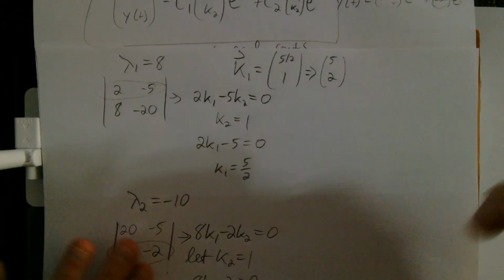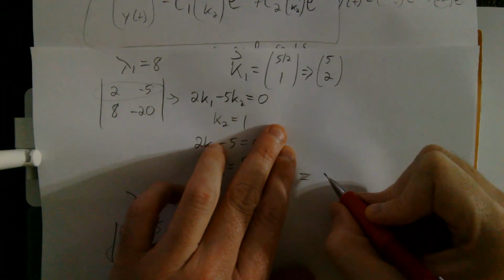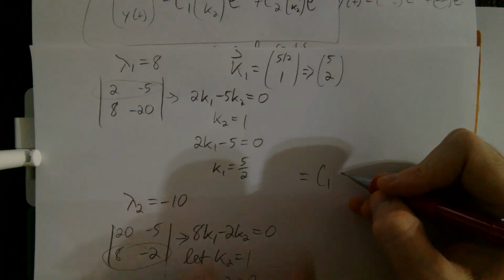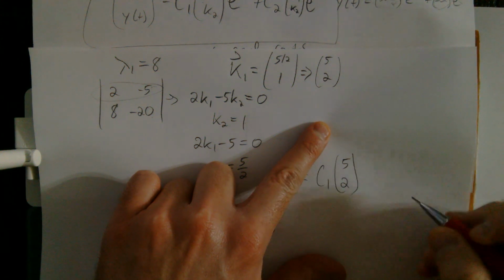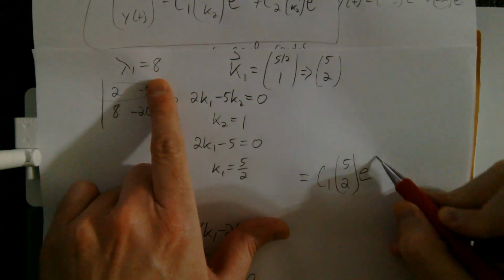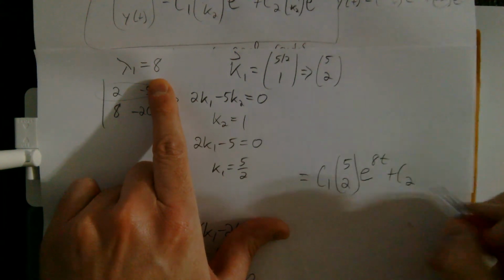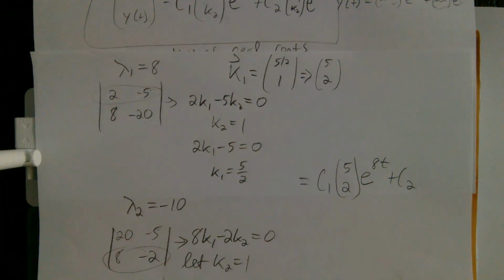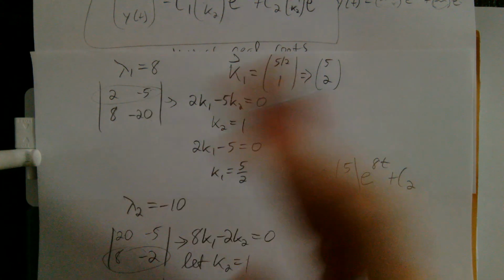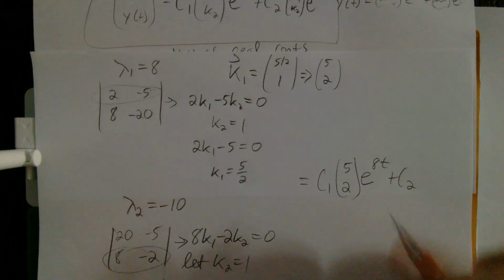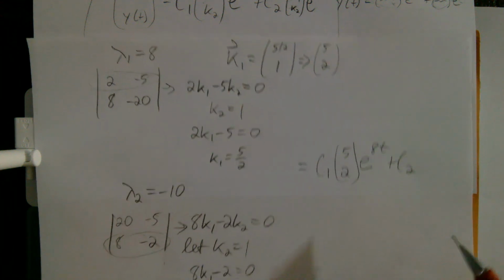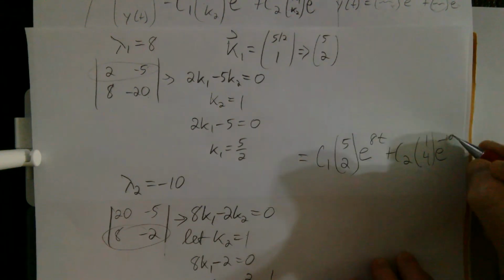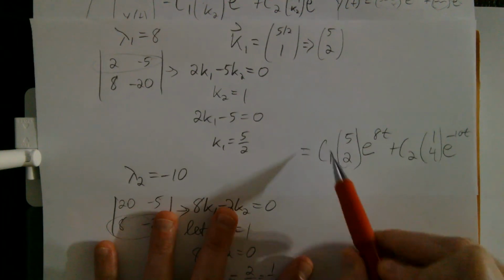So our general solution, our final answer, is up to a constant, c1 times 5, 2, e to the 8t, plus c2 times 1, 4, e to the negative 10t. It doesn't matter if you switch the order, calling lambda 1, lambda 2 instead, but as long as you keep the associated vector matched up, that vector goes with that value, and negative 10 goes with this other vector, negative 10t. So there's our general solution here.